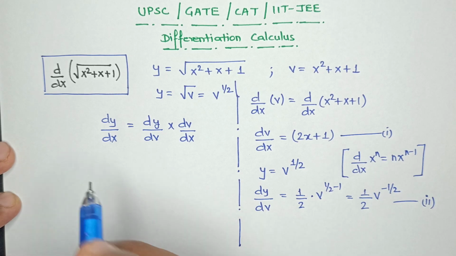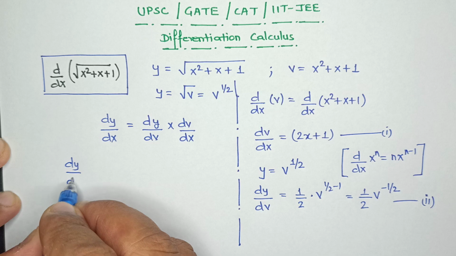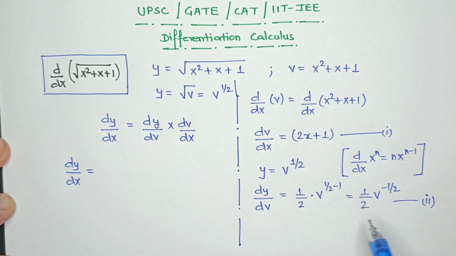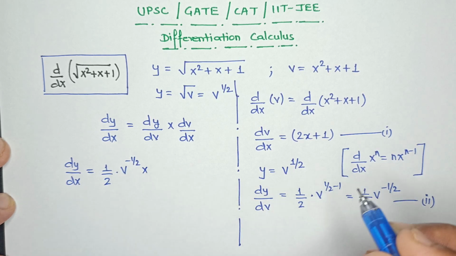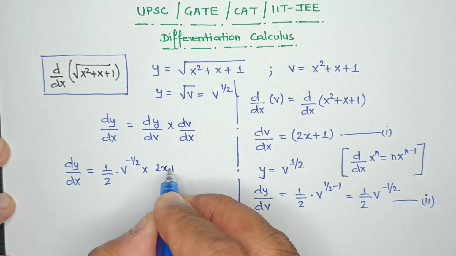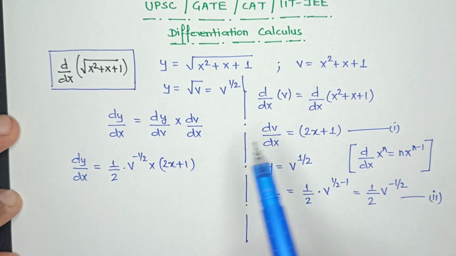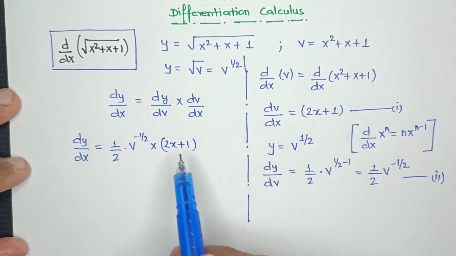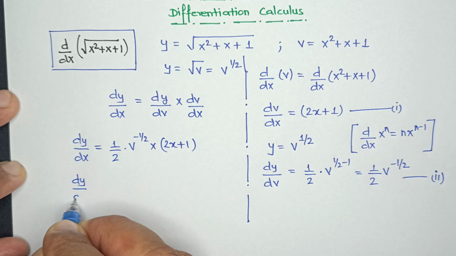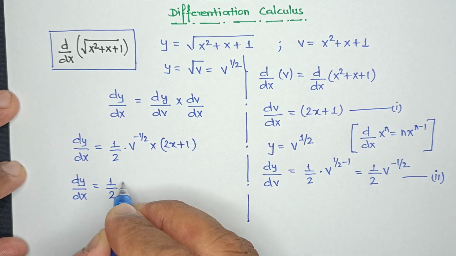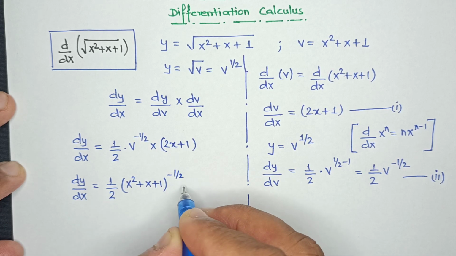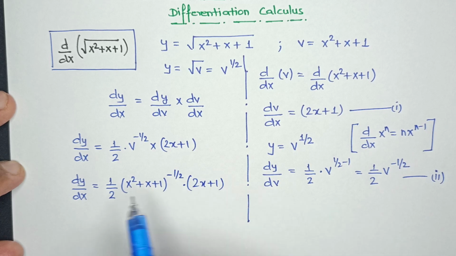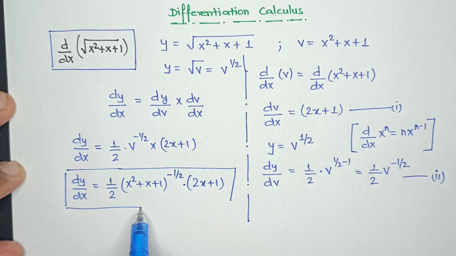Let us resubstitute from 1 and 2 the values over here. So the value of dy by dx technically comes out to be dy by dv, which is 1 by 2 multiplied by v raised to the power minus 1 by 2, multiplied by dv by dx, which is 2x plus 1. Now initially the value of v is x squared plus x plus 1, so let us substitute that particular value here. So dy by dx is equal to 1 by 2 multiplied by x square plus x plus 1 raised to the power minus half, multiplied by 2x plus 1. And this right here is the final answer that we were looking for.